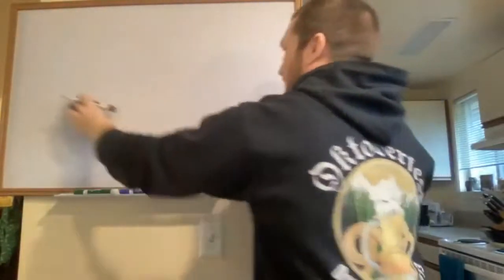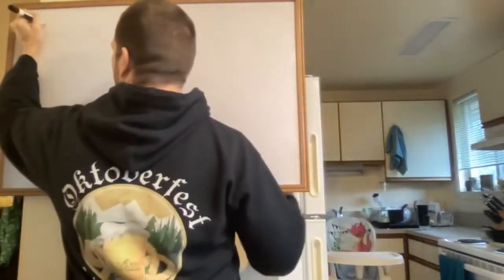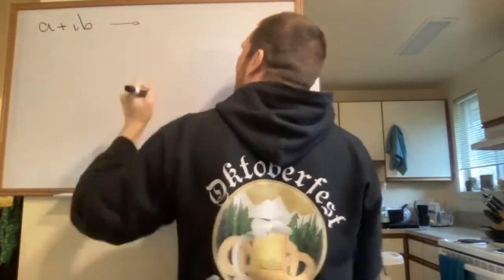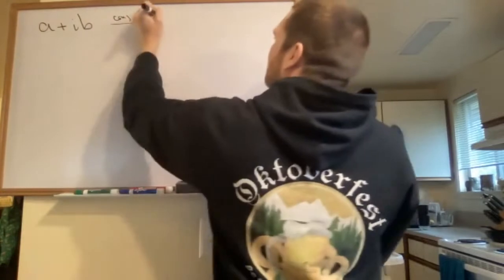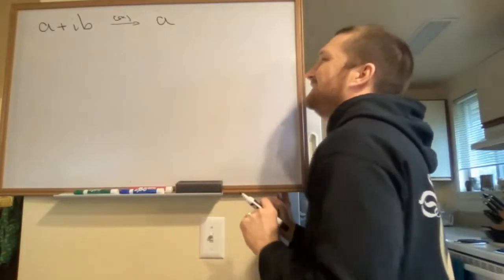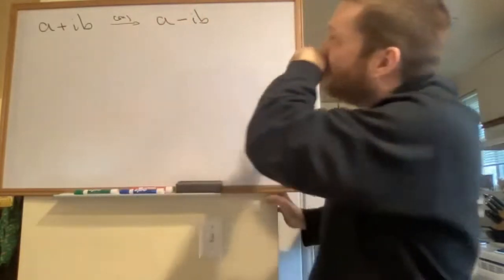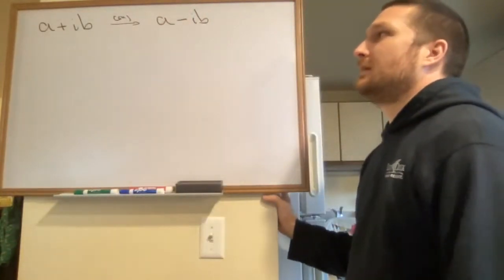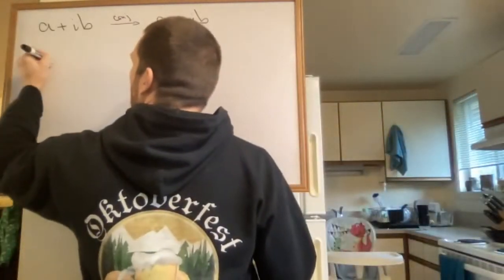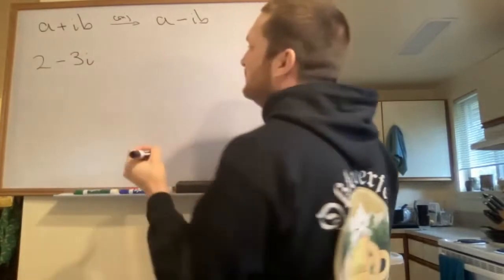Okay. The conjugate of a complex number is exactly the same. Given a complex number, a plus bi, what is its conjugate? A minus ib. There you go. It's that simple. So, for instance, 2 minus 3i, what's its conjugate?